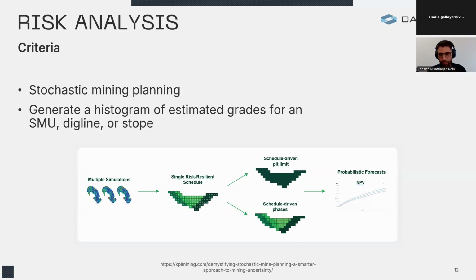From a short-term perspective, simulations can also be used to assess the uncertainty of specific elements, such as the SMU, a dig line, even a stope in an underground mine. So when your boss asks how much money we are going to make with this dig line, for example, instead of giving a single exact number, which is likely wrong, you can provide the P10, P50, and P90. And that is much more realistic and useful from a decision-making perspective.